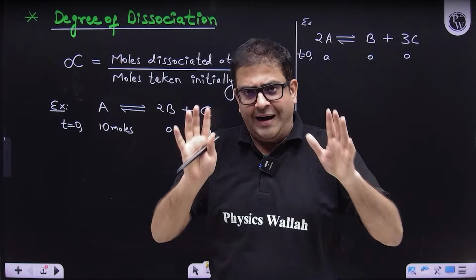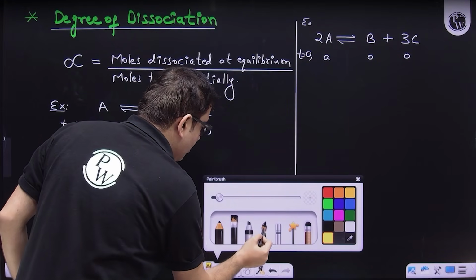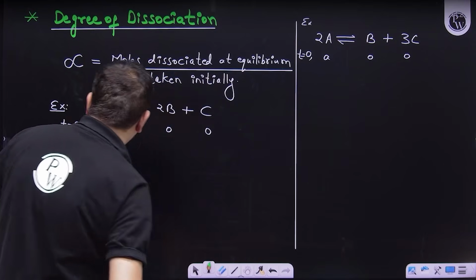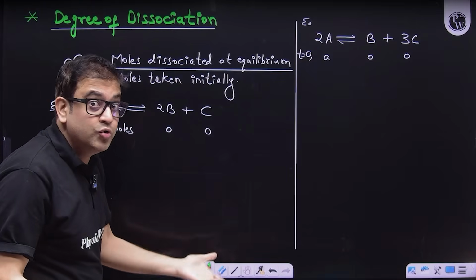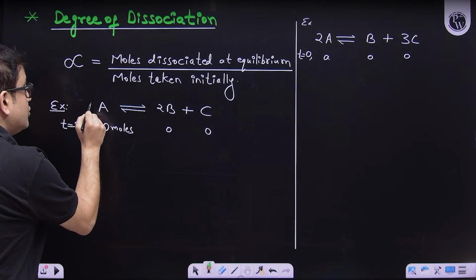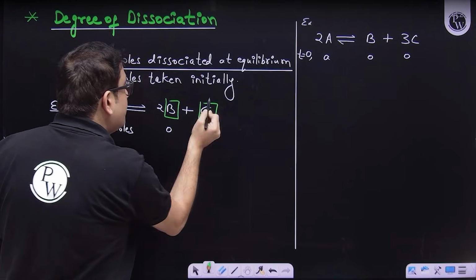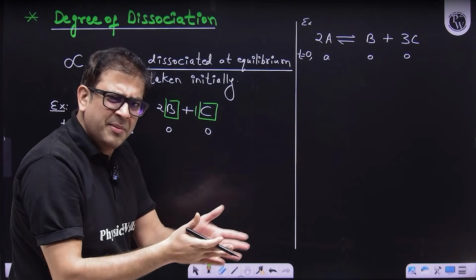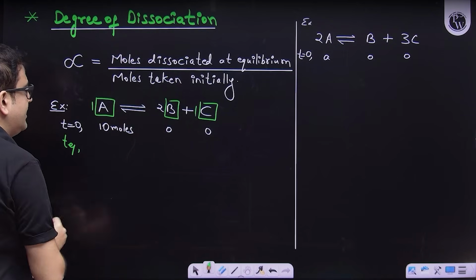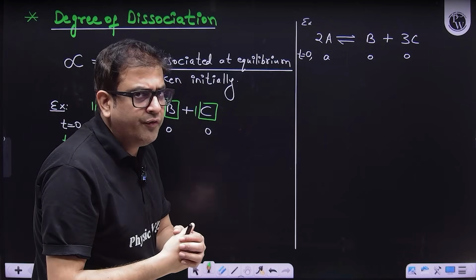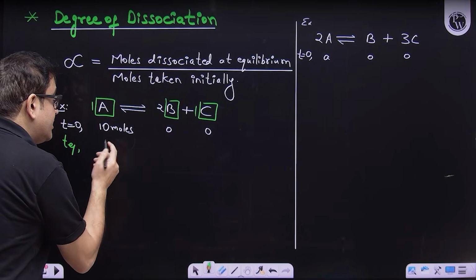For example, here I am having a reaction in which 10 moles of A are given, so they will react and product will be produced in accordance with stoichiometry. So when 1 mole of A reacts, 2 moles of B and 1 mole of C will be produced. We know this through stoichiometry. So at equilibrium, if I say X moles of A has reacted and equilibrium is reached, how much is left, sir?